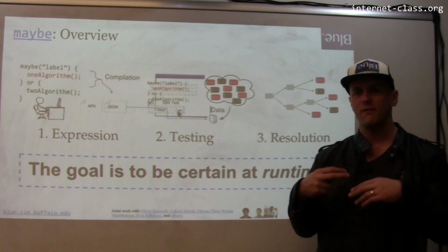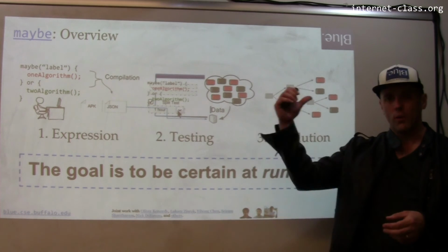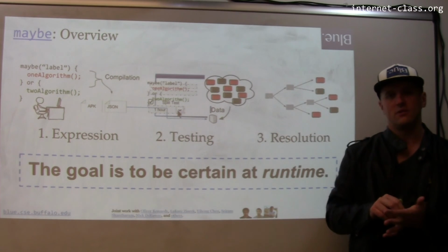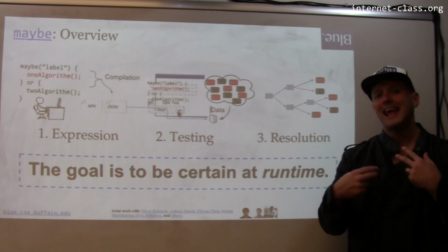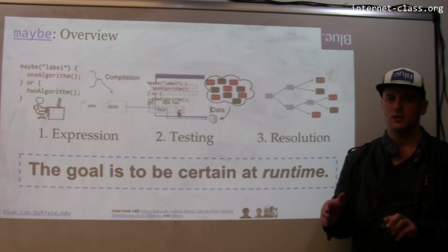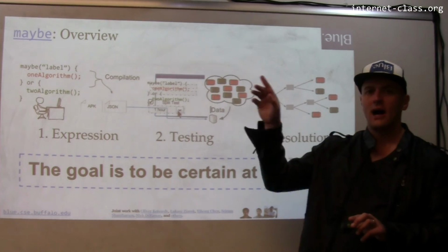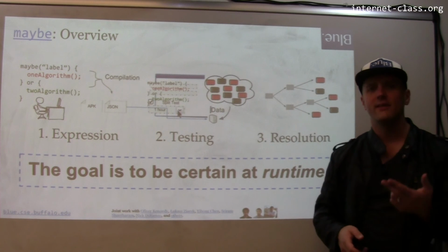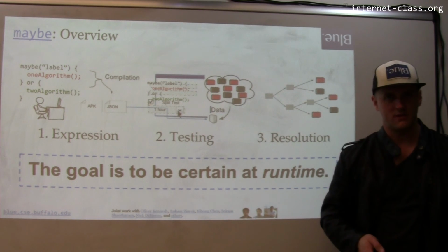And the goal here is to eventually be certain. So when I get to runtime, I want to make good decisions. I don't want to be doing experiments at runtime. I can in certain cases, but I don't want to. When I hit this branch, I want to know what to do on that particular device at that time for that user under those conditions. That's the goal.